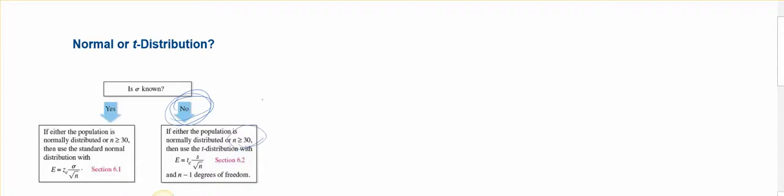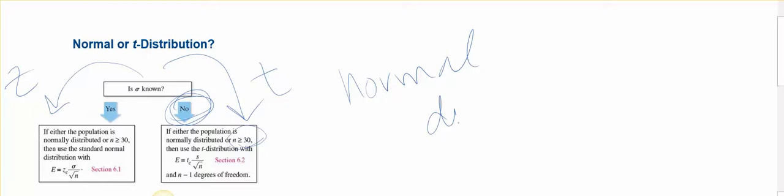So keep in mind, for the most part, if sigma is known, we're going to use z. And if sigma is unknown, we're going to use t. The catch on both of these is that you still want a normal distribution. Otherwise, the sampling does not behave the way you want it to.